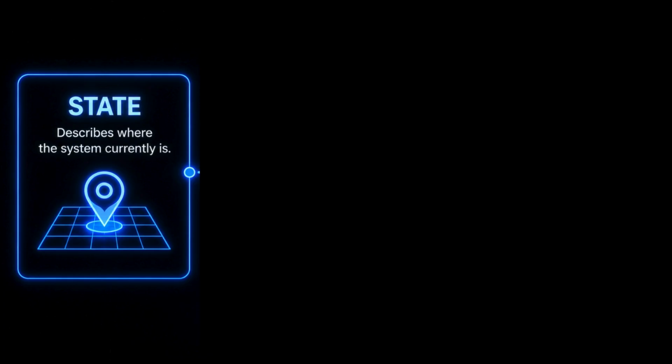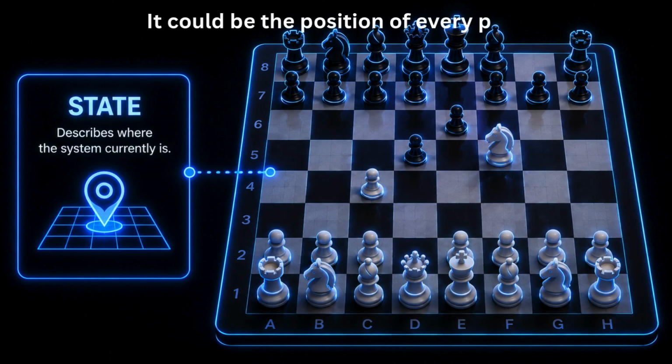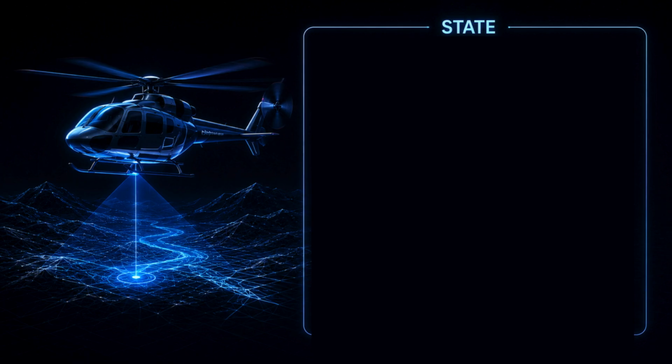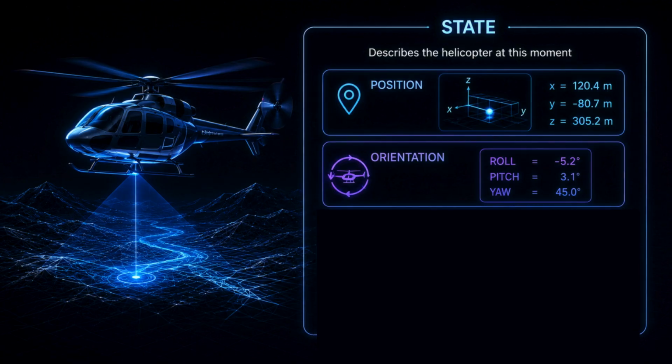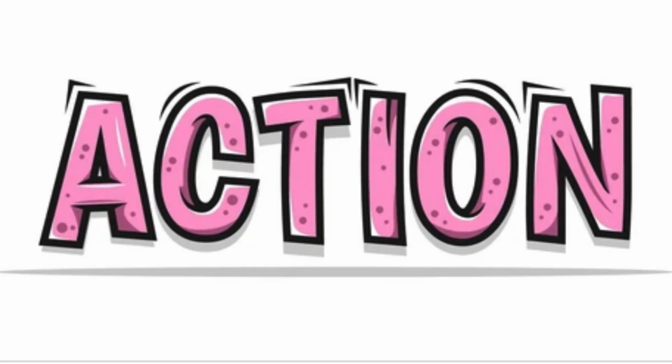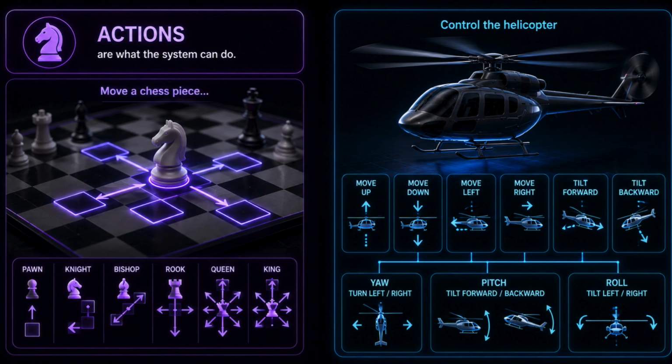The state describes where the system currently is. For a chess program, it could be the position of every piece. For a helicopter, it could describe its position, orientation, and velocity. Actions are what the system can do. Move a chess piece, or control the helicopter.